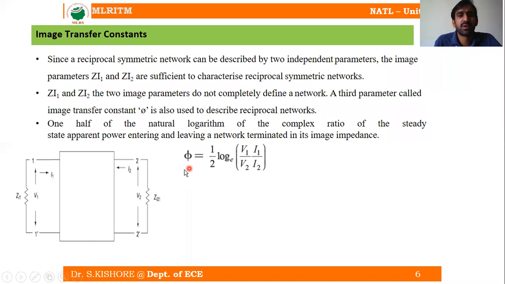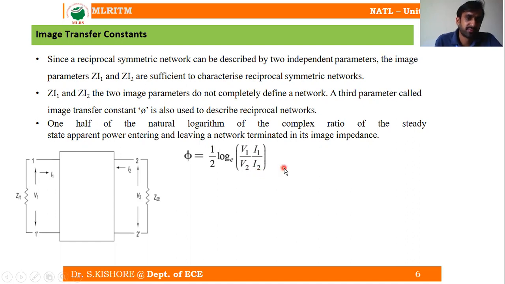That constant is a dimensionless parameter. That is the reason it is known as a constant, because here it is the ratio of the powers. The power V1 I1 is expressed in watts and V2 I2 is expressed in watts. As it is a ratio, it is dimensionless. That is why it is known as the image transfer constant. So phi is equal to 1 by 2 log base e of V1 I1 to V2 I2.